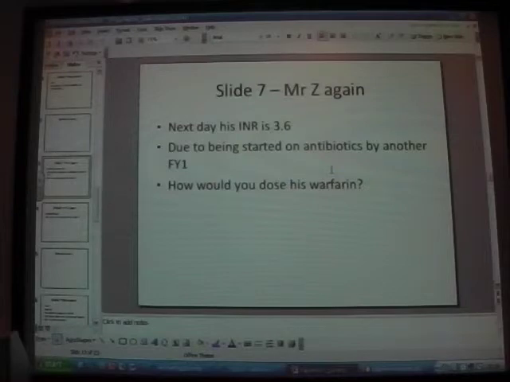Okay, so the next day, his INR is 3.6. This is because one of your FY1 friends prescribed him some antibiotics as well, and his INR went crazy. So, how would you dose his warfarin now? You don't miss it.